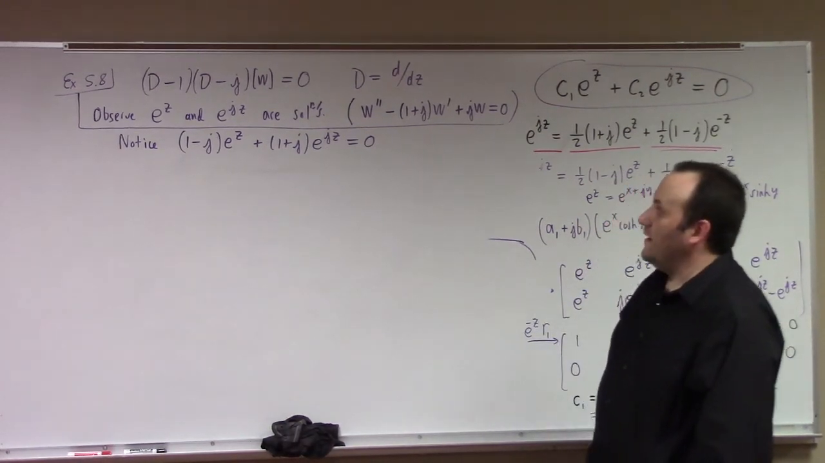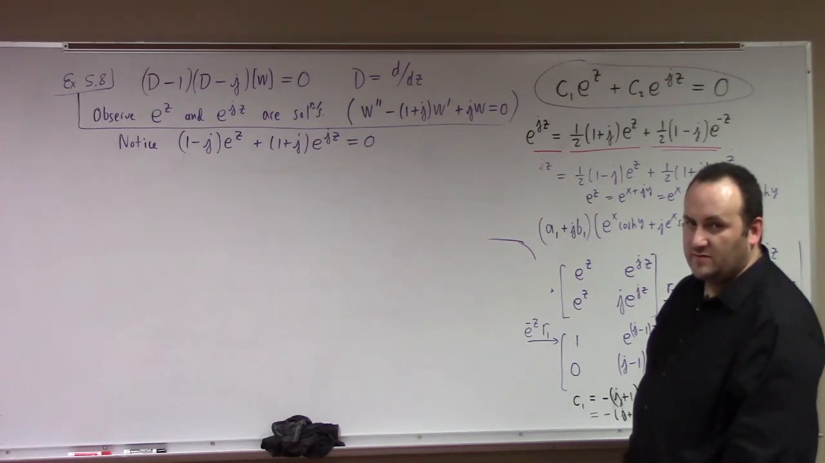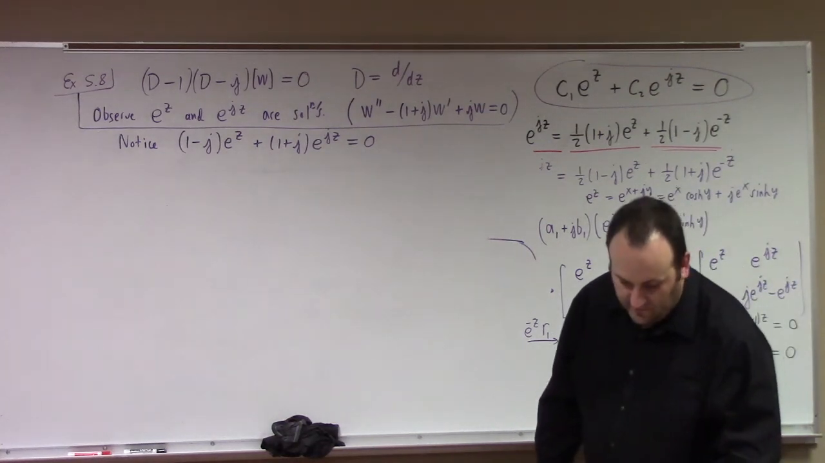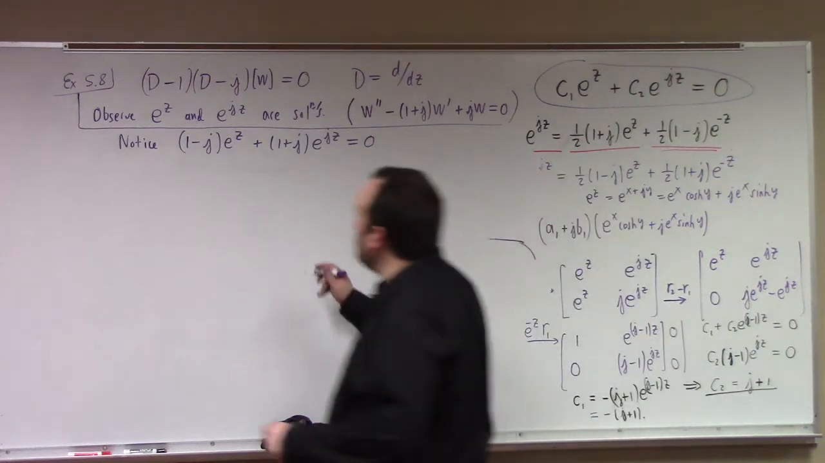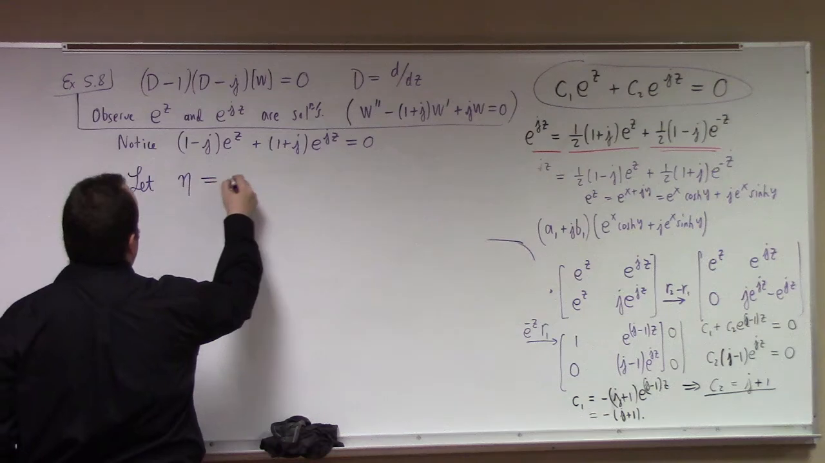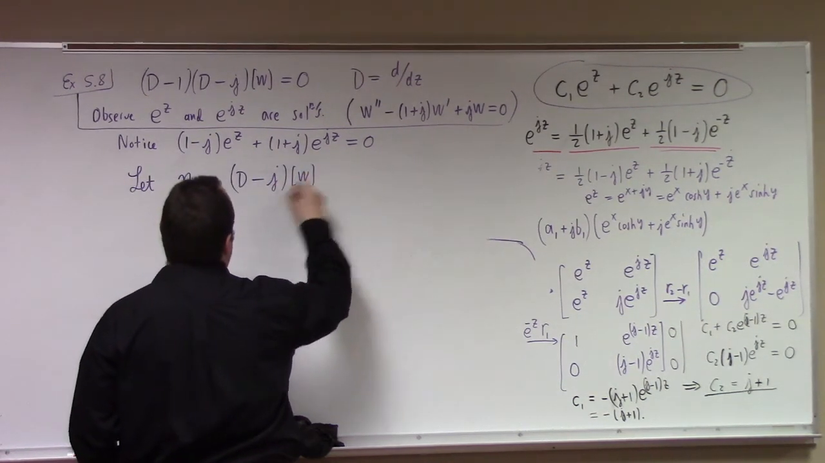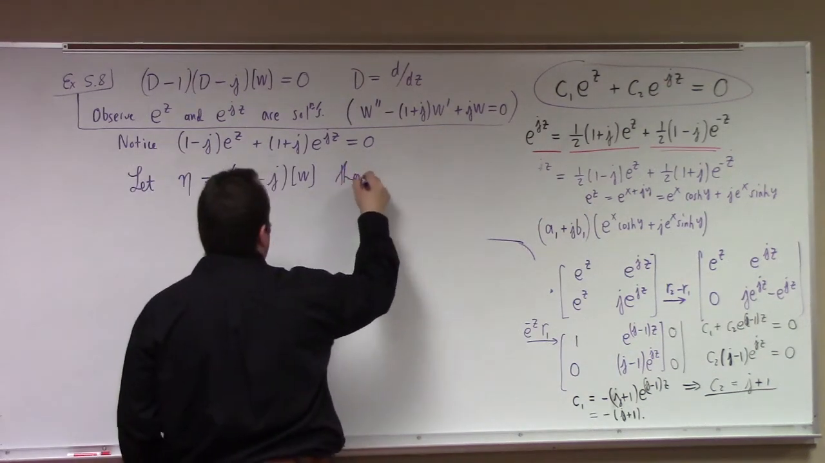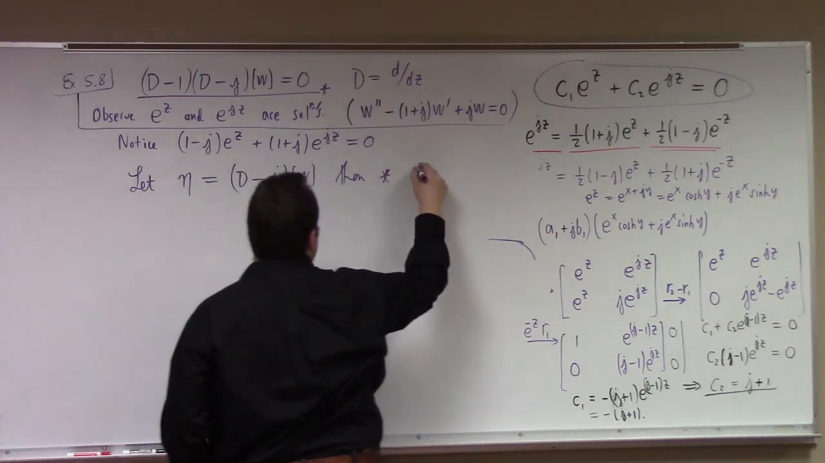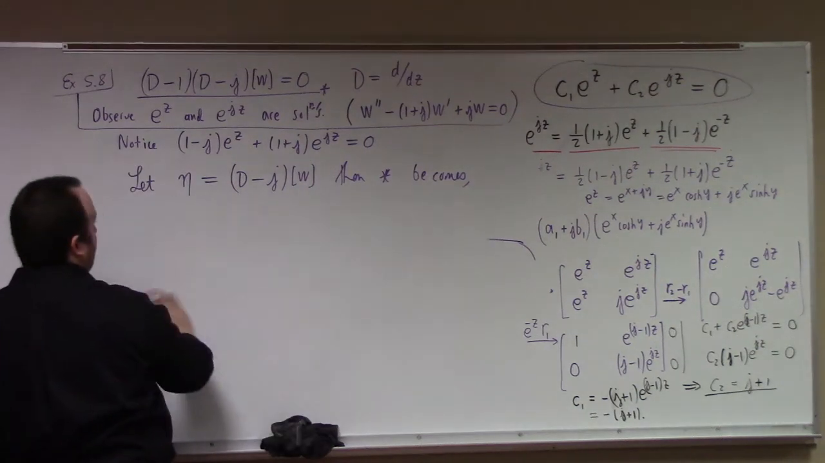Okay, so I don't know if you guys remember this or not, but when we have operator factorization, we can use substitution as a solution technique, right? So let me remind you how that goes. We let eta equal (D minus j) acting on w, right? Then my initial equation star, what's it become? This is a standard differential equations technique, right?